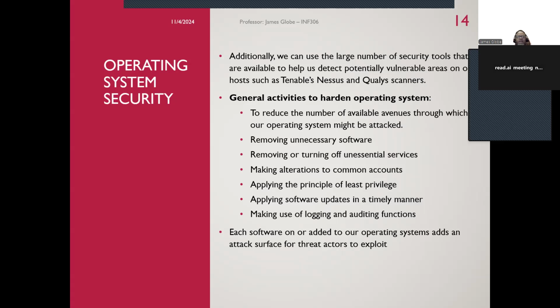So, general activities, again, we just walked through those: reduce the number of available avenues through which the operating system can be attacked by hardening it, removing unnecessary software and accounts, making alterations to common accounts to give them least privileges, and applying patches in a timely manner. Usually that's on a weekly basis, unless there's a hot patch to fix a critical issue, in which case you apply it as soon as it becomes available. And then this last one is making use of logging, by enabling logging in the operating system and then auditing those logs, looking for potential malicious activity or policy violations.